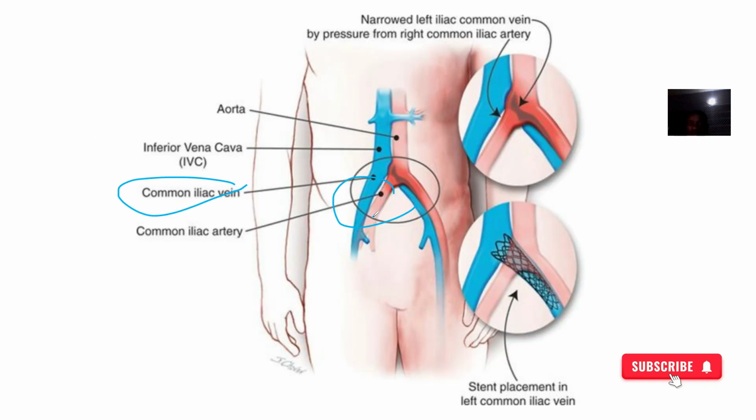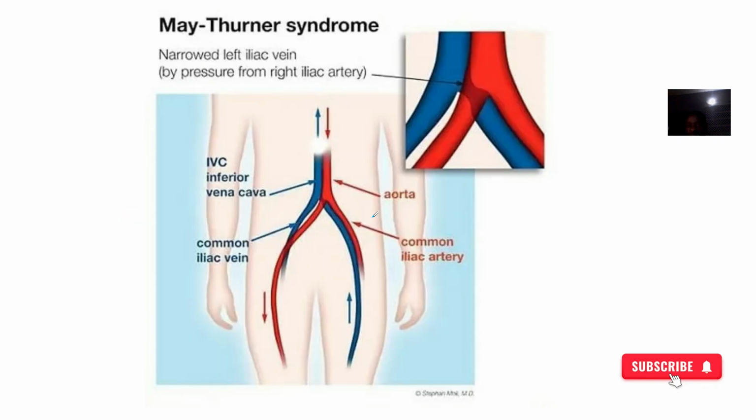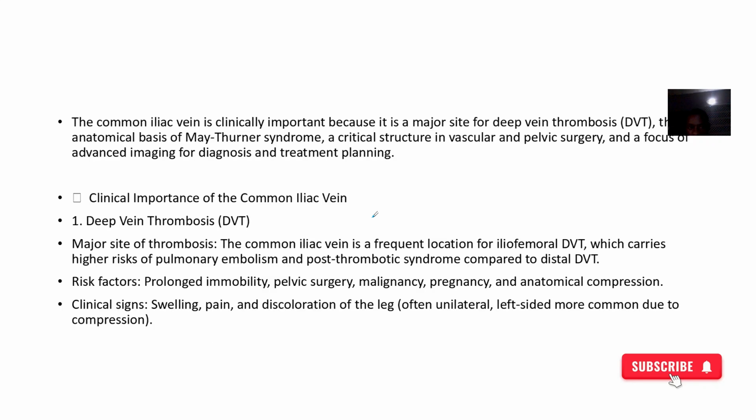The first one we're looking at is deep vein thrombosis. Deep vein thrombosis is when you have clots in veins. There's a frequent location for iliofemoral deep vein thrombosis, which carries higher risks of pulmonary embolism and post-thrombotic syndrome compared to distal deep vein thrombosis.